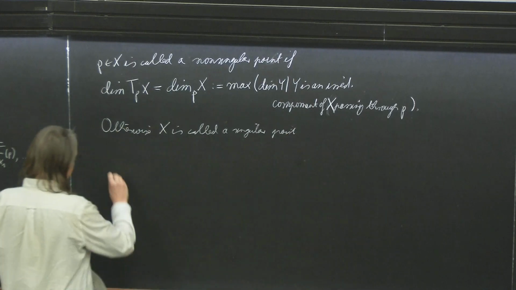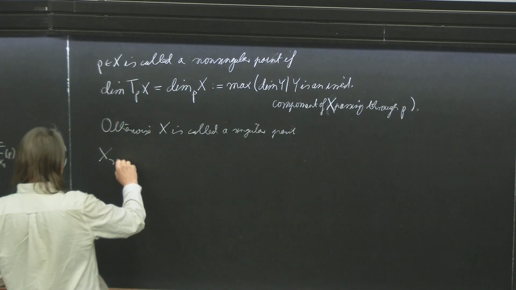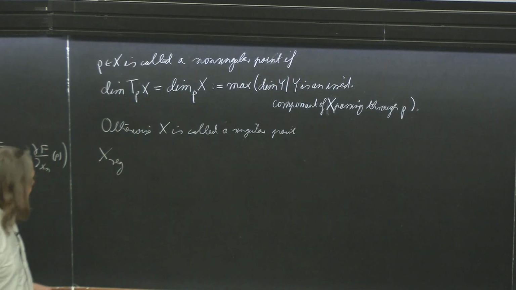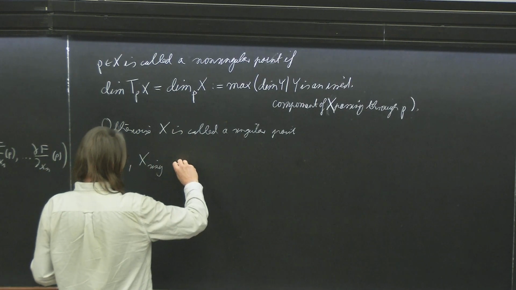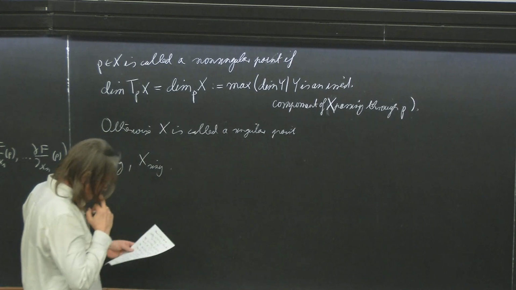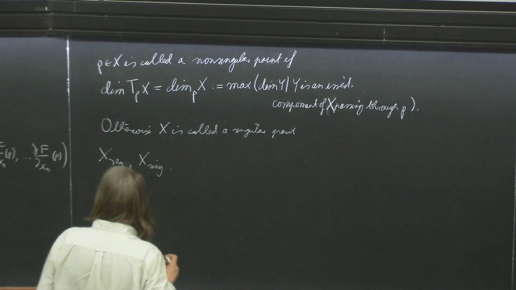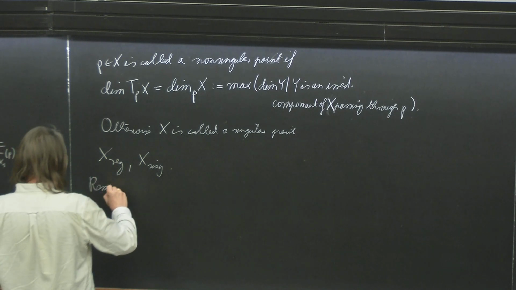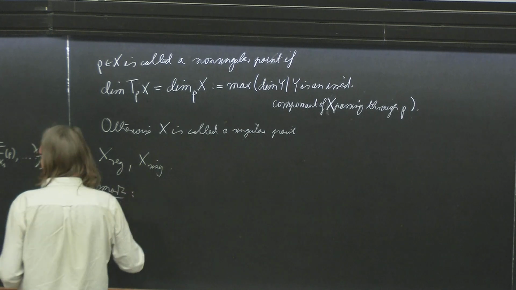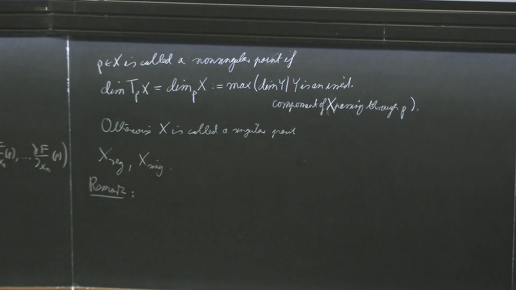And as before, we have X reg, the set of all non-singular points, and X sing, the set of all singular points. So just one remark. Obviously, it doesn't make much sense practically to compute the tangent space in this way.